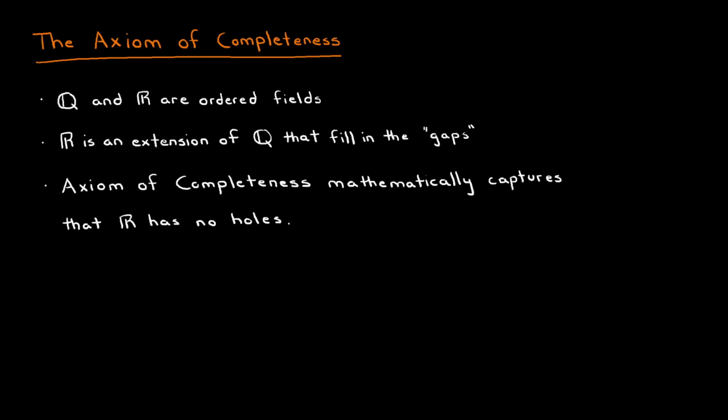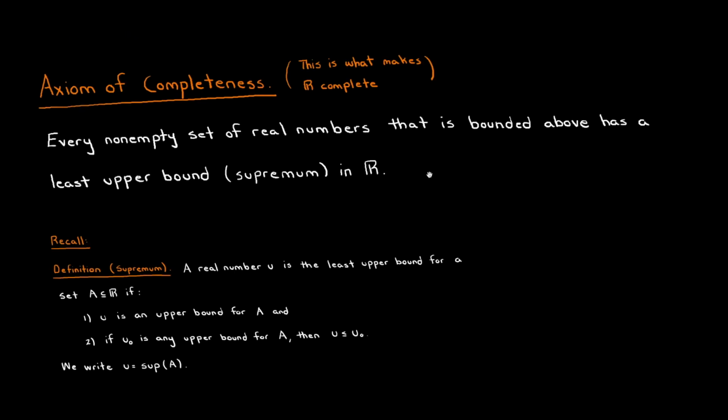And the answer to this question is something called the axiom of completeness. The axiom of completeness is what makes the set of real numbers complete. It states that every non-empty set of real numbers that is bounded above has a least upper bound in R. It might not seem like it, but this is the property that mathematically captures that the set of real numbers form a complete number line with no holes or gaps. And this is the key difference between the set of real numbers and the set of rational numbers. In fact, we will very shortly show that the set of rational numbers do not have this property. There are subsets of rational numbers that are bounded above, but do not have a least upper bound in Q.